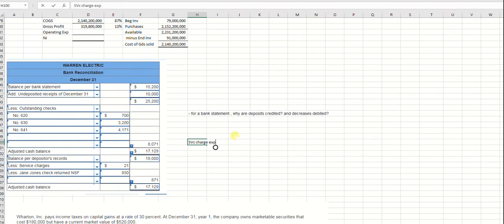So I'll debit service charge expense for 21, and this one is a Jane Jones check returned for not sufficient funds. So I'm going to try to get a hold of Jane Jones and collect the money from her because she didn't pay me. She paid me a fake check, not a real check. So $850, and now I have to credit cash because cash is going down to the correct balance of $17,129.